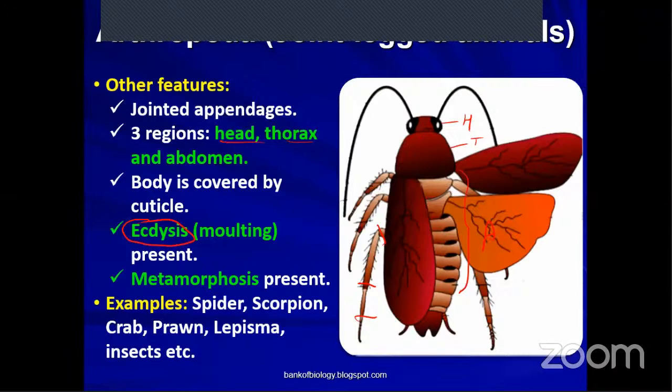So, for example, if you look at a butterfly, they don't give birth to young ones; they lay eggs, which will become larvae, and later they are converted to pupa, and then the butterfly comes out. Okay, please take it down.